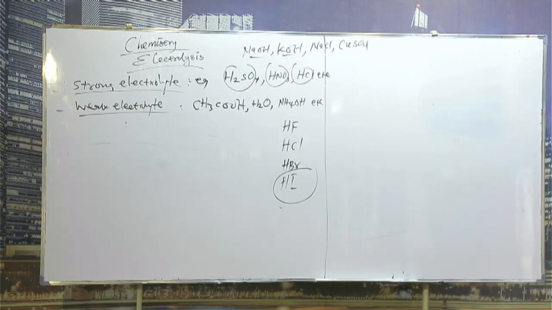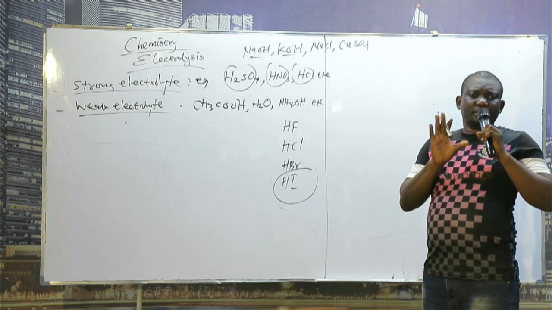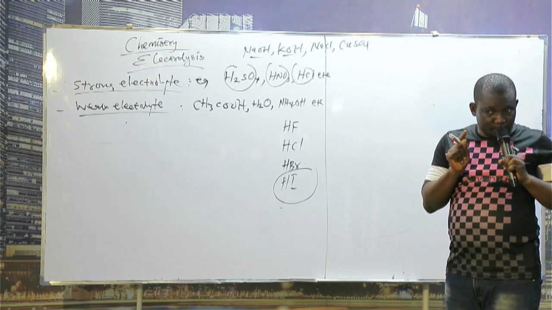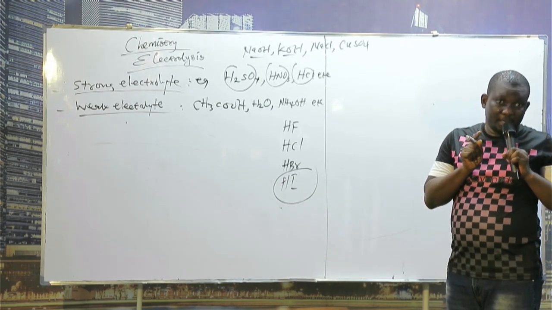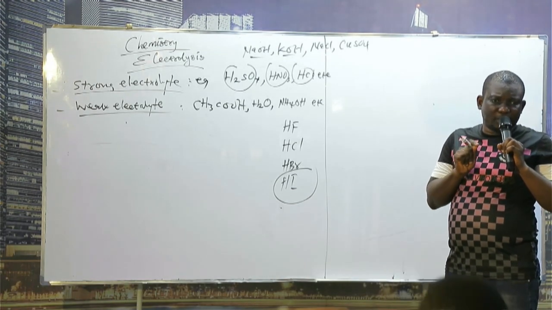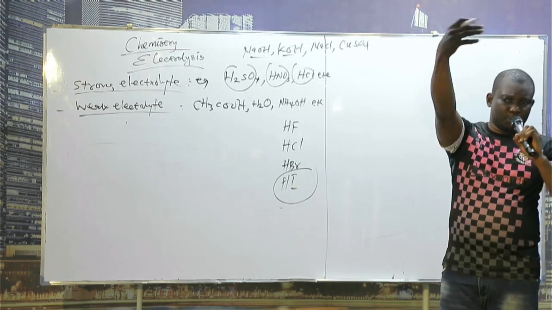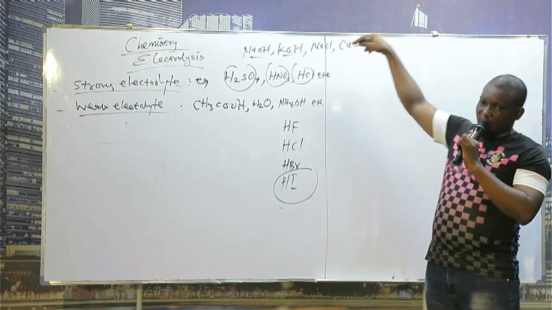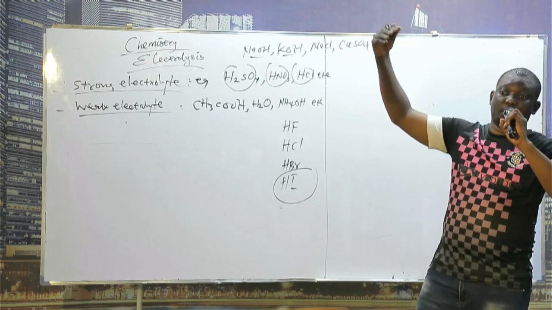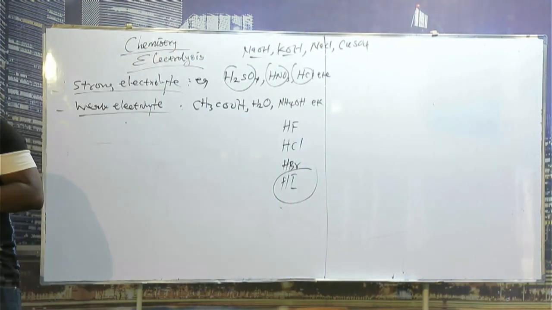You don't know? Let me tell you something. The reason is simple: size. The periodic table is very, very important as far as chemistry is concerned. The periodic table describes the size of atoms based on their position.